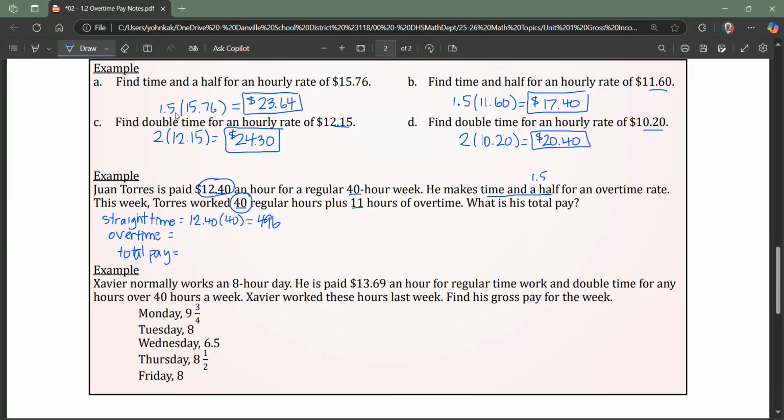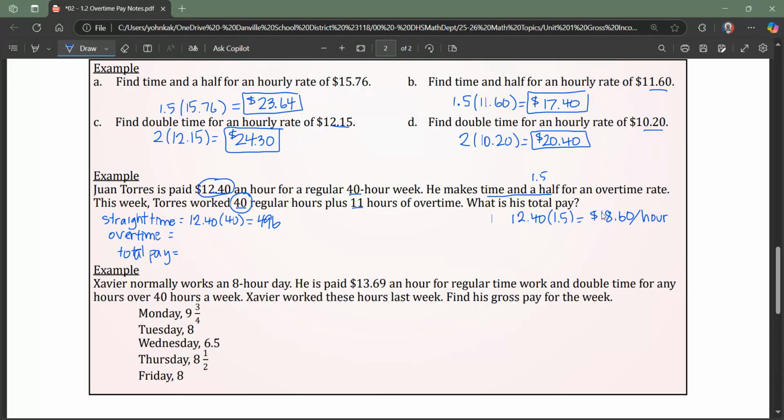Then we need to calculate what the time and a half rate is going to be. So we take the regular hourly rate, $12.40, and we're going to multiply it by 1.5. This tells me that I'm getting $18.60 an hour.